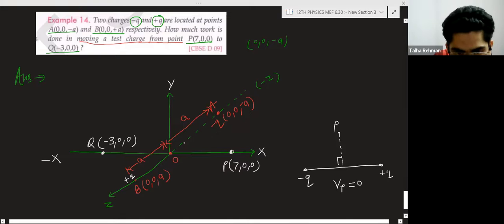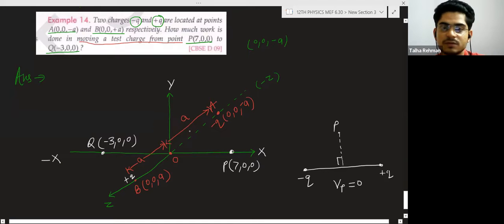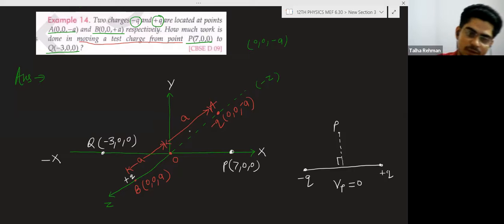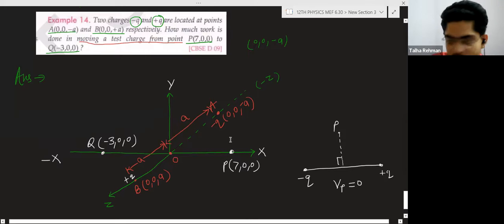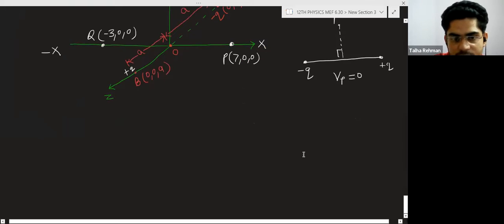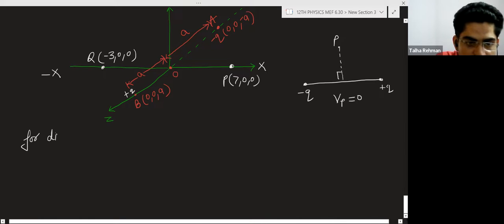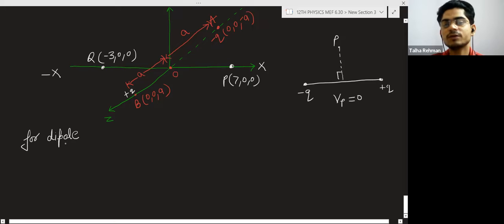This z axis is perpendicular to this x axis. These all axes are mutually perpendicular to each other. Suppose this is x axis and this is y axis, so they are perpendicular, and this is the z axis, which is also perpendicular. You can imagine this is the dipole, and this point Q is the equatorial point for this dipole. Hamza, are you getting my point or not?